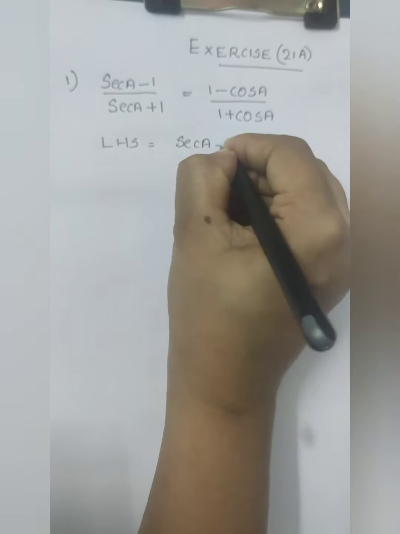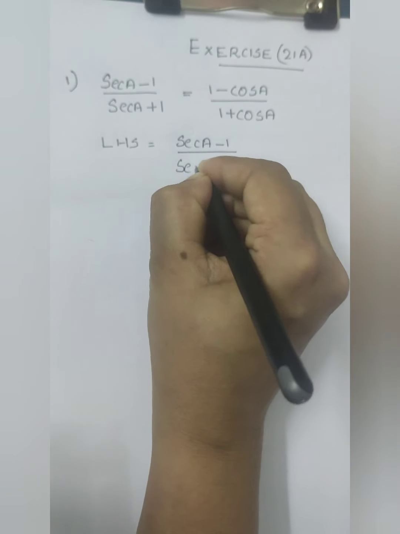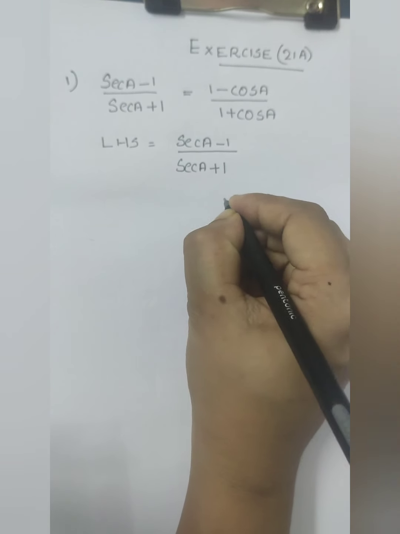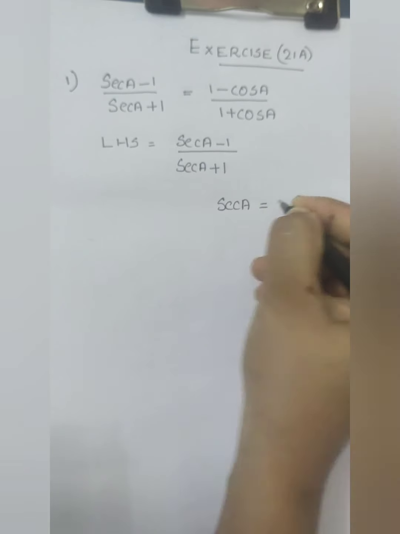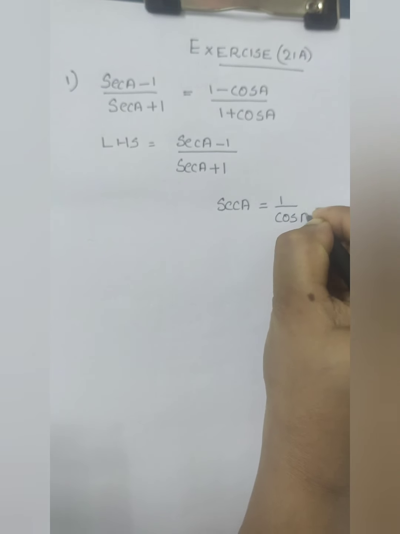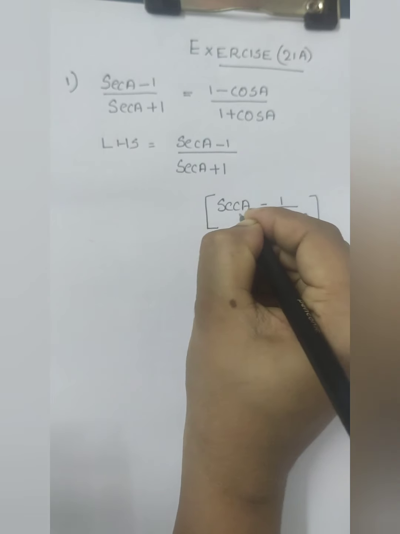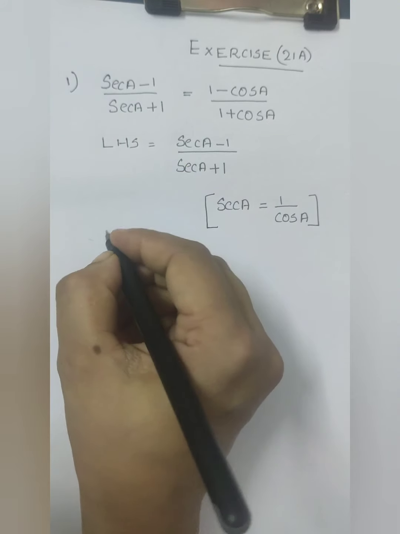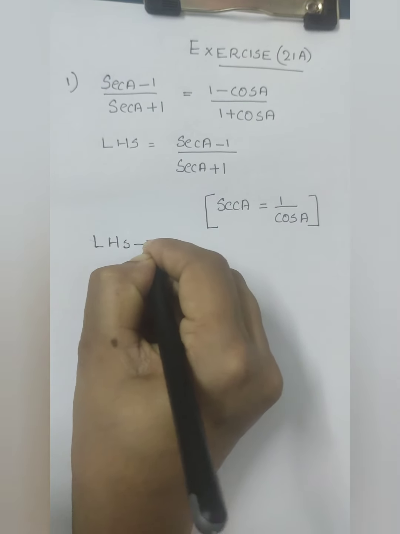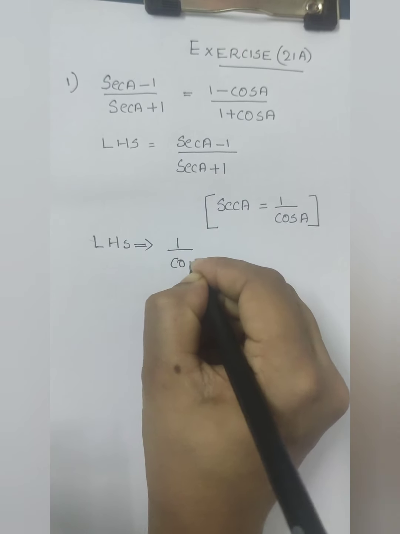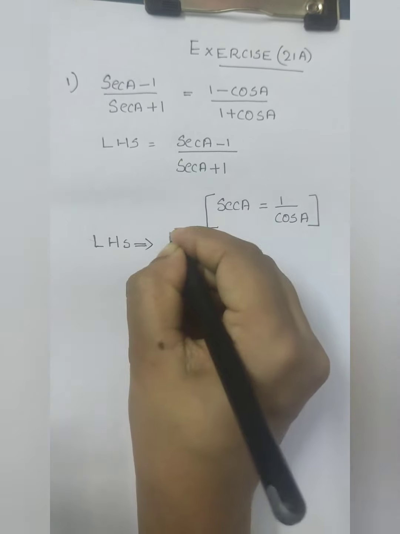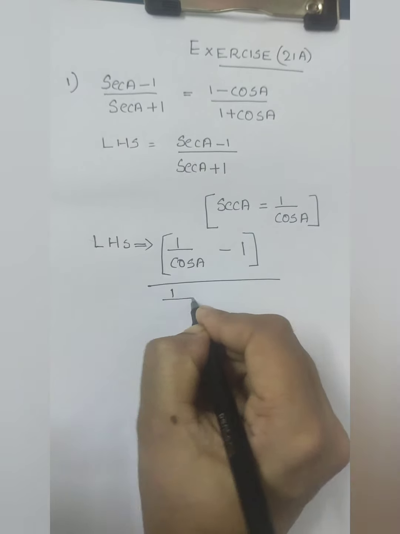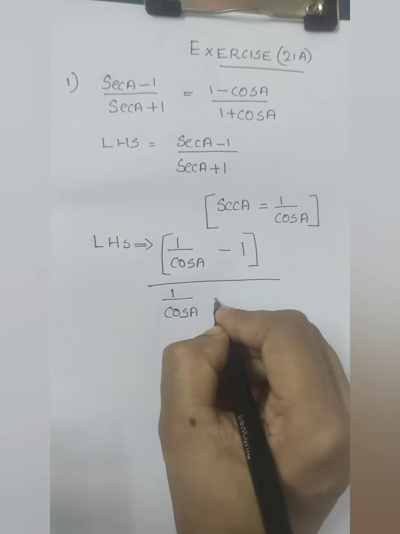(sec A minus 1) divided by (sec A plus 1). We have a reciprocal relation: sec A equals 1 by cos A. So we have to use this relationship instead of sec A here. Then our LHS will become (1 by cos A minus 1), put it in a bracket, divided by, instead of sec A, we are writing (1 by cos A plus 1).